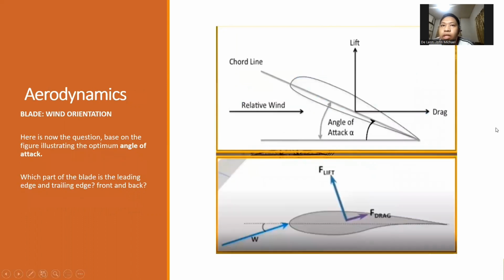Aerodynamic wind orientation. Here's now the question based on the figure showing the optimal angle of attack. Which of the blades is the leading edge and the trailing edge? Ang leading edge dyan is halos yung taas. Okay, next.